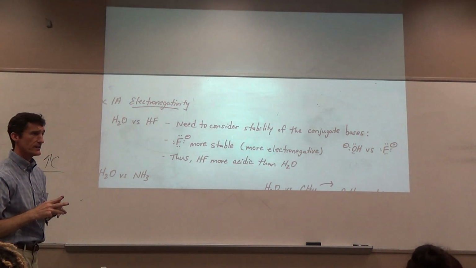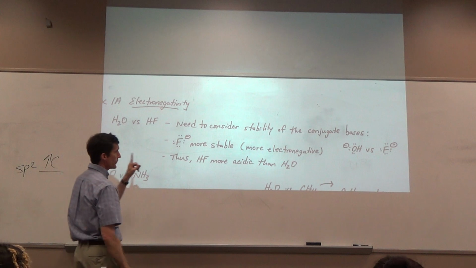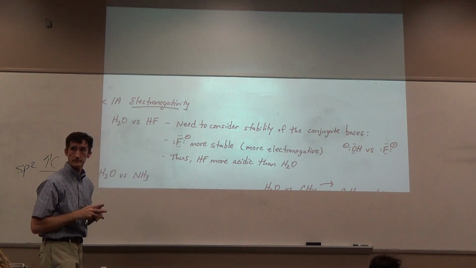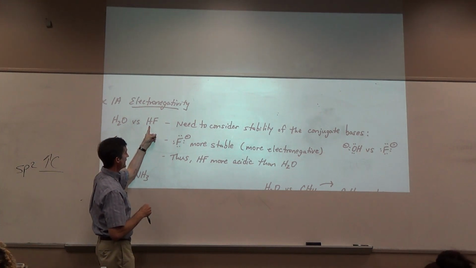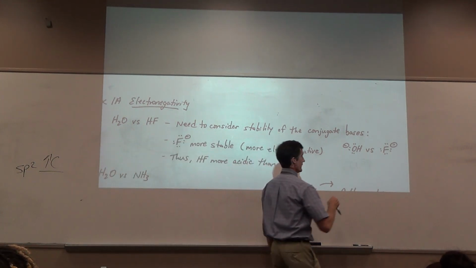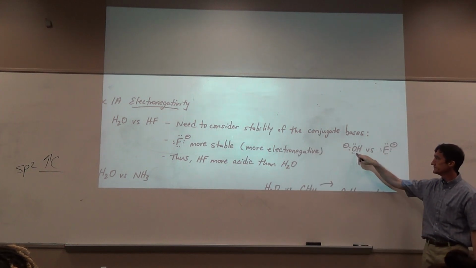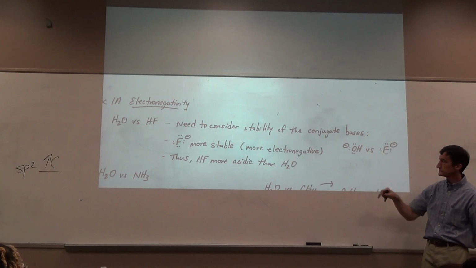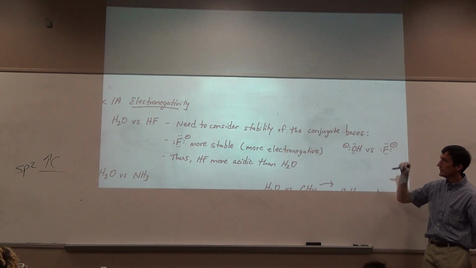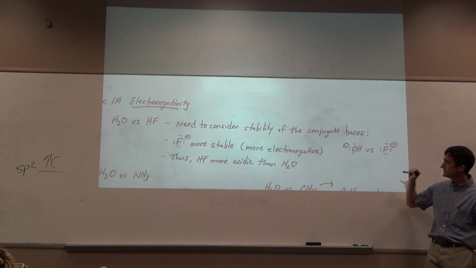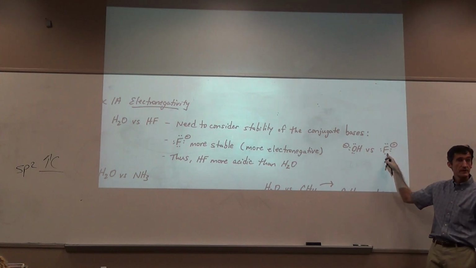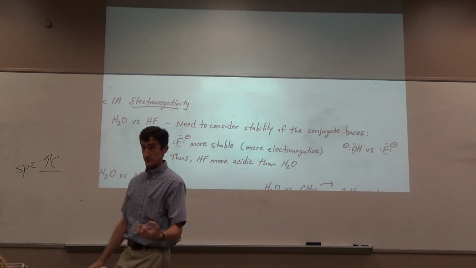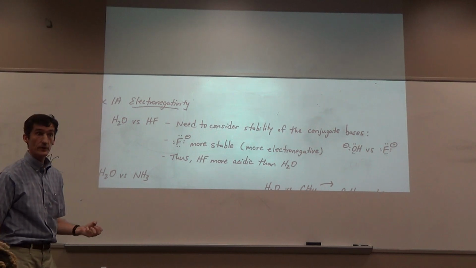Because fluorine is more electronegative than oxygen. Okay? Importantly, you need to consider the stability of the conjugate base. What is the conjugate base of HF? F minus. What's the conjugate base of water? Hydroxide. This is what you need to consider the stability of. That's what I said here. Which is more stable? F minus. Why is it more stable? Because it's more electronegative. What does that mean? It likes being negative better. Fluorine is more stable.